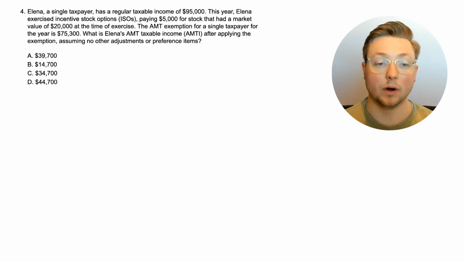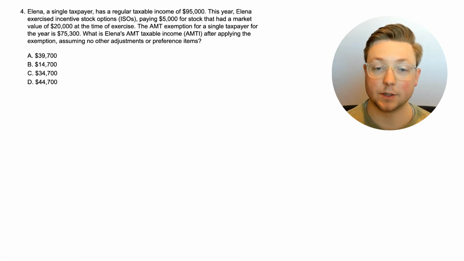Okay, here's question 4. Elena, a single taxpayer, has a regular taxable income of $95,000. This year, Elena exercised incentive stock options, paying $5,000 for stock that had a market value of $20,000 at the time of exercise. The AMT exemption for a single taxpayer for the year is $75,300. What is Elena's AMT taxable income, or AMTI, after applying the exemption, assuming no other adjustments or preference items?